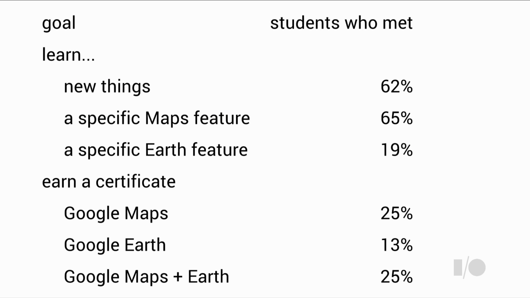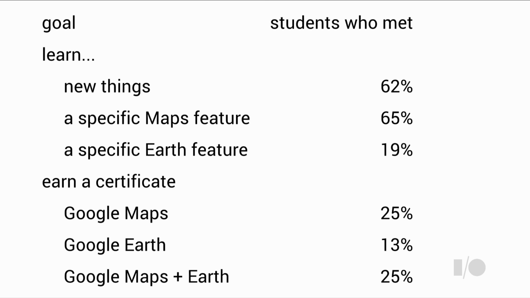If their goal was to learn new things or a specific maps feature, we found that nearly 2/3 of them actually achieved that goal. And the way that we inferred it was we said, okay, if they want to learn a specific maps feature, we then took the maps lessons in the course, and we saw, did they watch at least 90% of one of the maps videos? Did they complete one of the maps activities? Or did they read the maps text lesson? And if any of those criteria were met, then we counted them as achieving that goal.